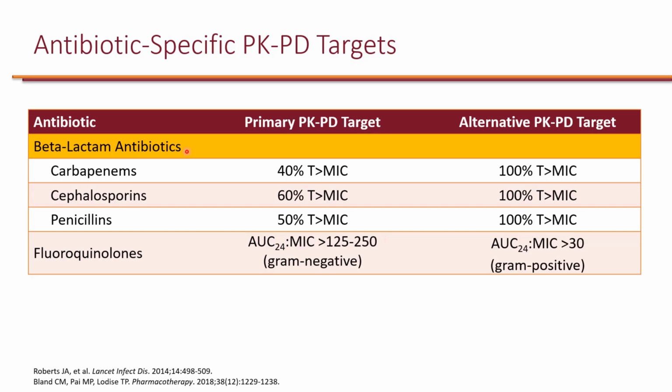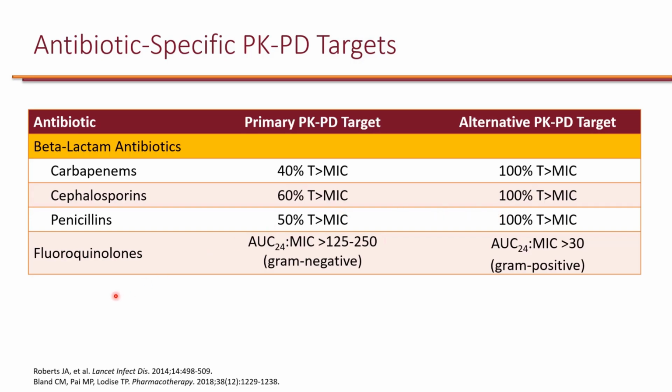Now here you can see that the PK/PD target for beta-lactams is time above MIC. For carbapenem specifically, you need time above MIC for at least 40% of the dosing interval to get bactericidal activity, whereas for cephalosporins, at least 60% of the dosing interval is required. For penicillins, it is 50% time above MIC. Now it is also alternatively proposed that time above MIC is best to be increased to 100% of the time, especially in critically ill patients, in order to maximize the efficacy of these beta-lactams.